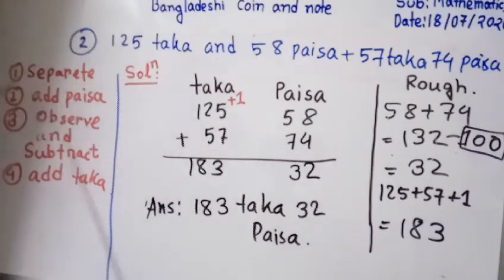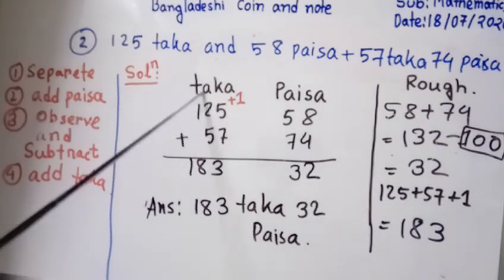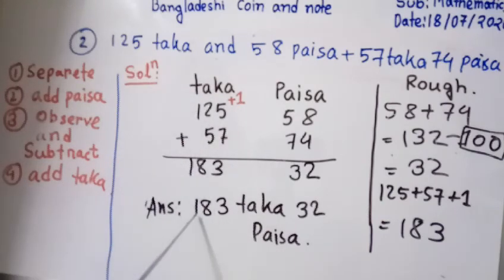Again, in this question I have separated taka and paisa, then added paisas and got 132 paisa. Subtract 100 paisa, get 32, right here 32, and for 100 paisa I have right here 1, and add total taka, and the answer is 183 taka 32 paisa.